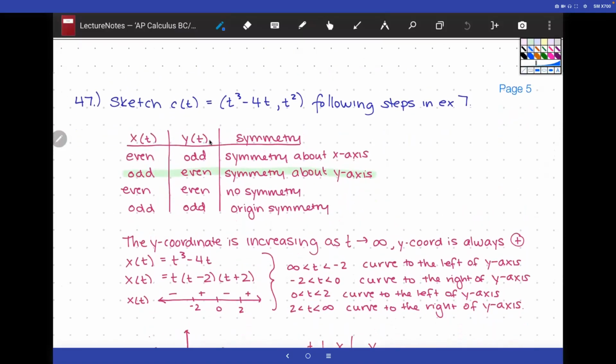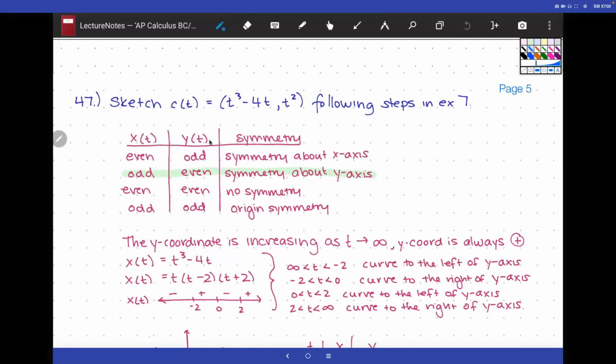Sketch the following, following the steps in example 7. Oh, yeah. Don't worry about the symmetry too much. I mean, we didn't talk about the symmetry at all, but we can kind of think about this a little bit. So I got this table here. So remember, odd symmetry will put you kind of in the opposite.